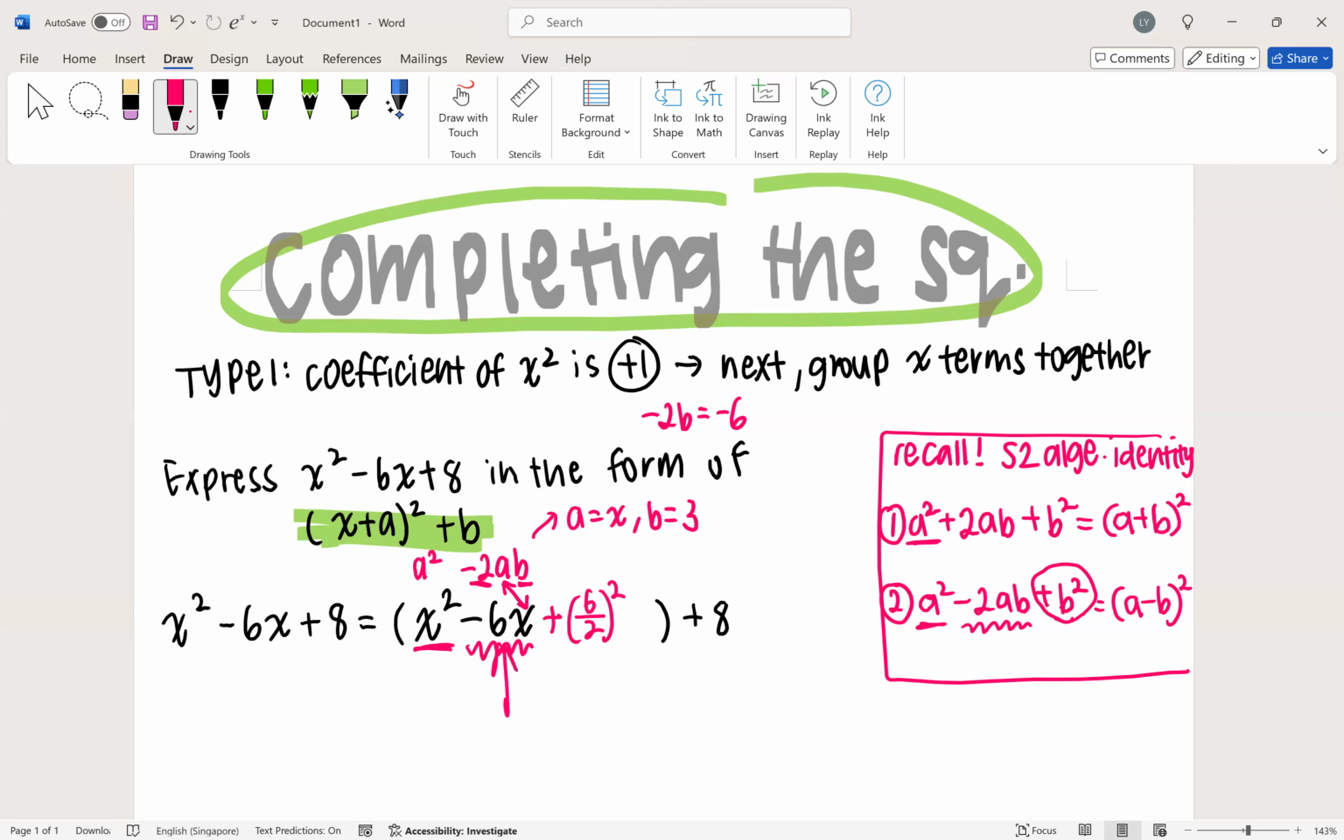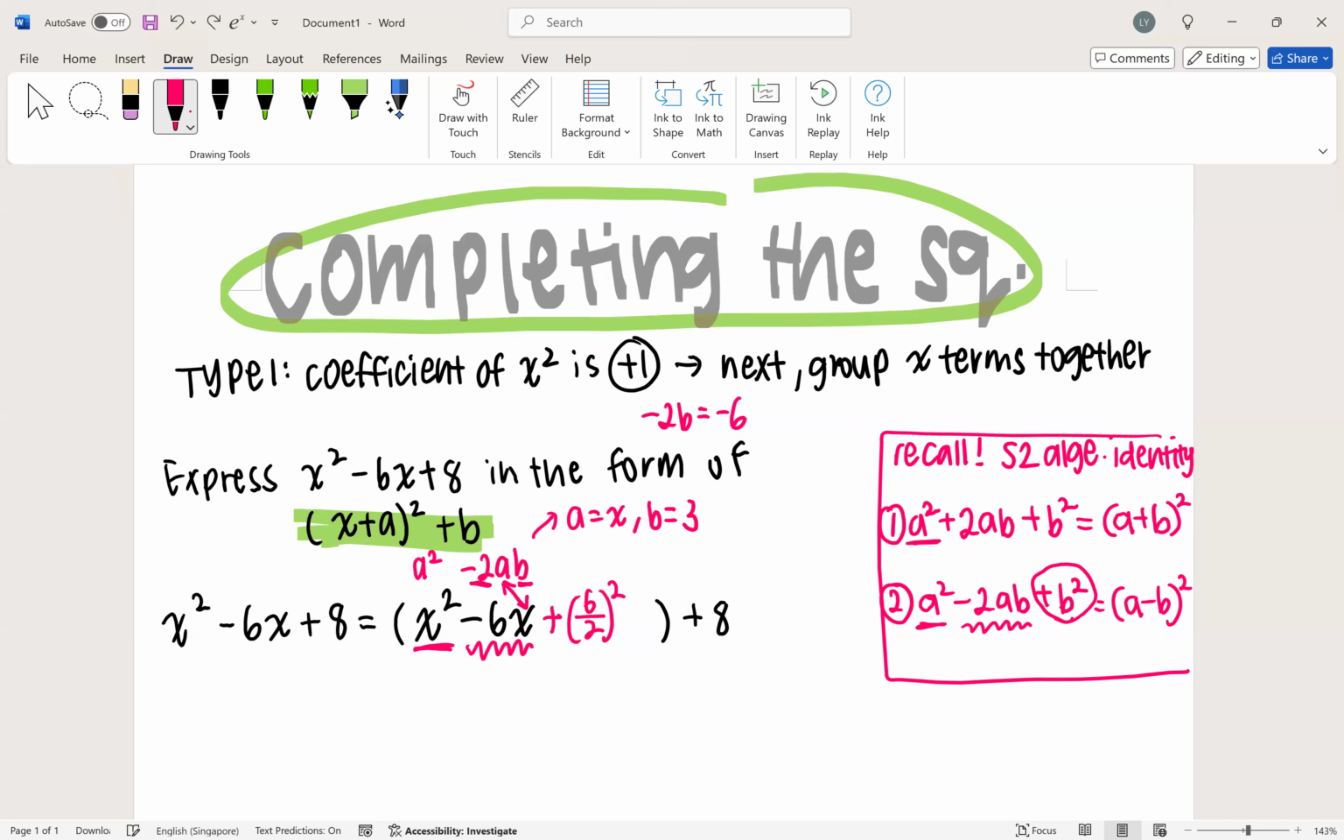And no matter what case it is, it's always a plus. Why? Can you see? Even though here's a plus, here's also a plus. Even though here's a minus, here is still a plus. Remember, your b squared is always a plus from your algebraic identity. So far, so good? Clear?